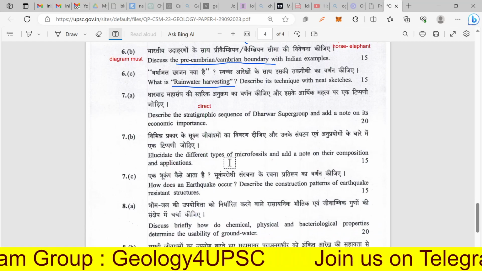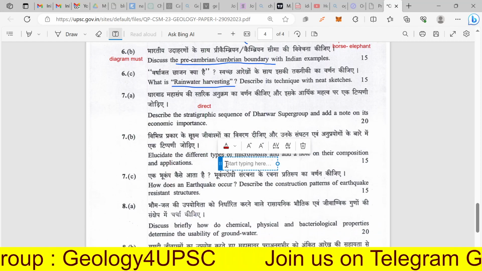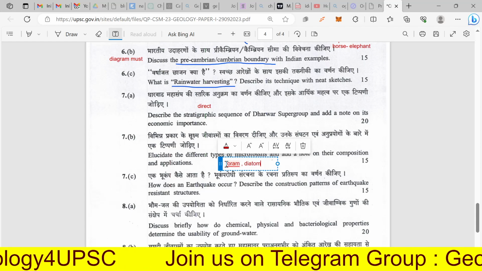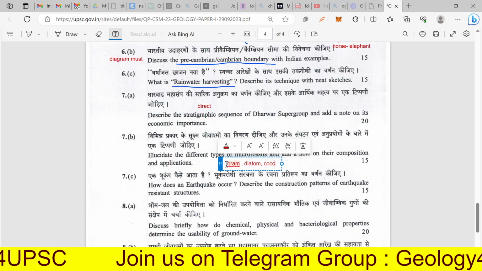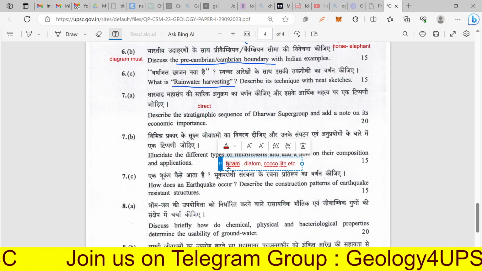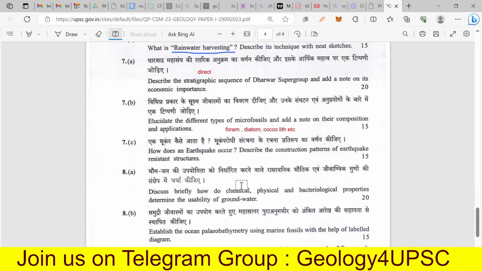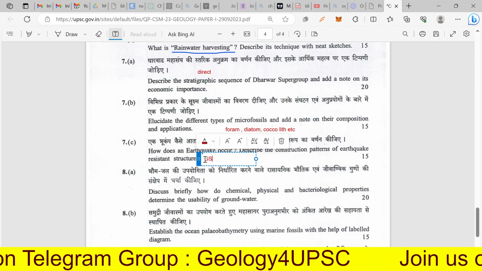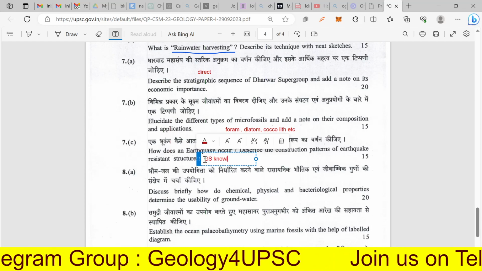Earthquake, very simple question. Construction pattern, you can give some innovative ideas, you can use the GS knowledge, you can use the latest scientific developments, like in Japan they have a concept of building a house in a pyramidal shape, and also some Lintel bands are there. More into the engineering aspect, you can write about it.